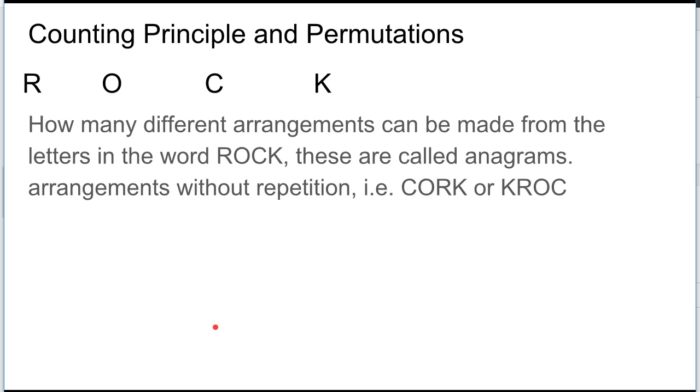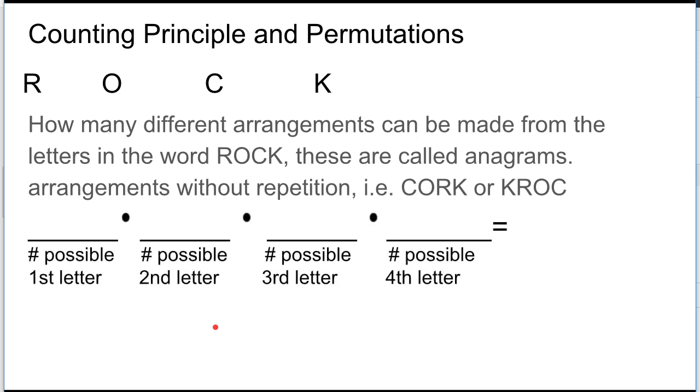Now what about this? We've got letters now. I've got the word rock. How many different arrangements can be made from the letters rock? These are called anagrams, where we just move the letters around. And again, if I'm just moving letters around, then there can't be any repetition. So let's talk about that. What do you think I can do with that? I've got first letter, second letter, third letter, and fourth letter. Pause it, and take a look and tell me what you think can go in each one of those spots.